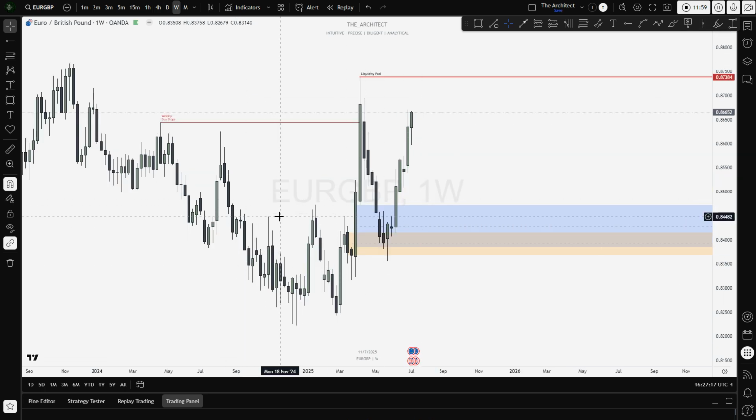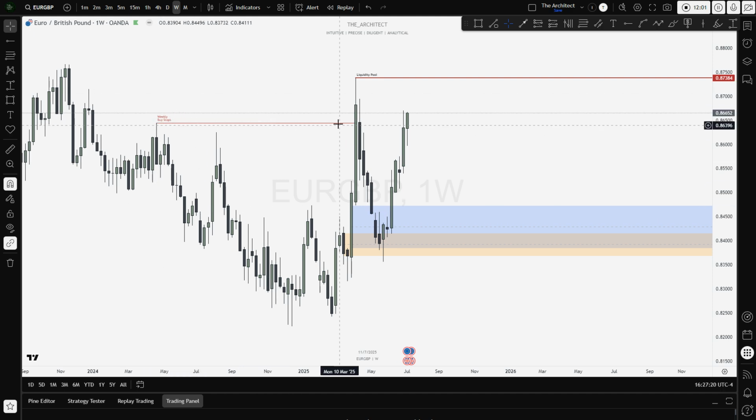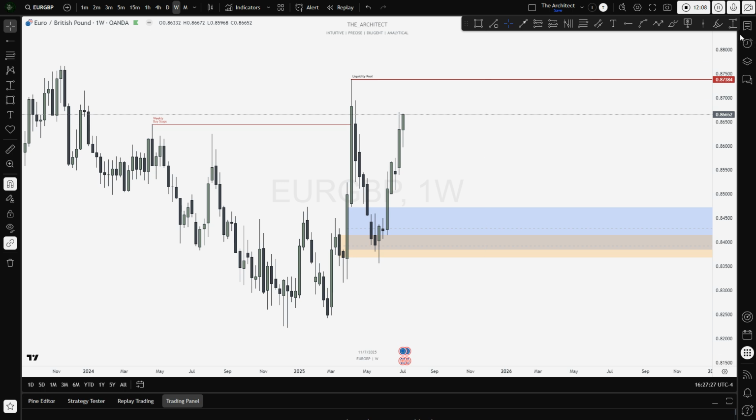Looking at EURGBP, again, external range liquidity was taken. The market draws towards internal. From internal, we want to draw towards external, right? So let's go on to the 4H time frame.